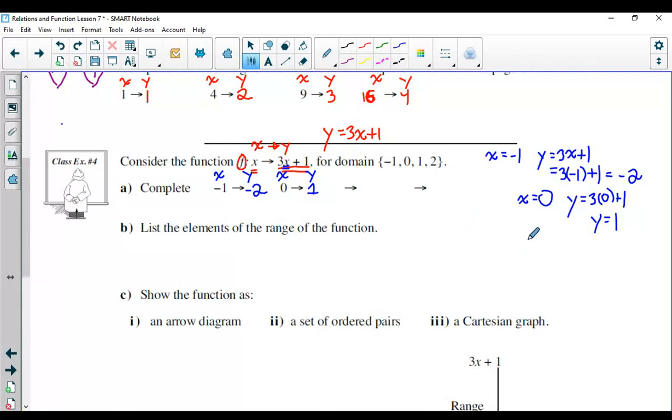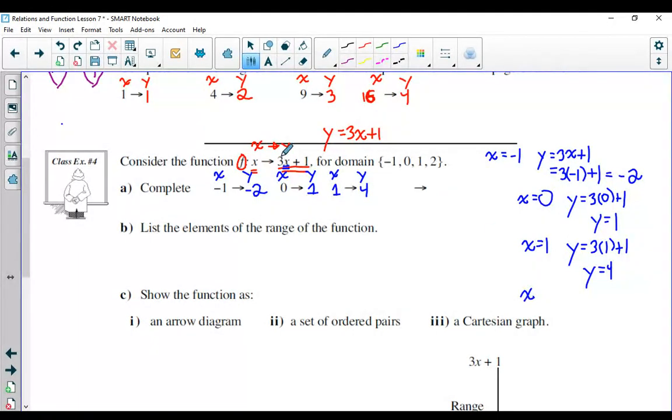How about when x is positive 1? When x is positive 1, plug that into the equation for x. So then you'd have y is equal to 3 times 1 plus 1. 3 times 1 is 3 plus 1 would be y is equal to 4. Therefore, when x is equal to 1, y would be equal to 4.